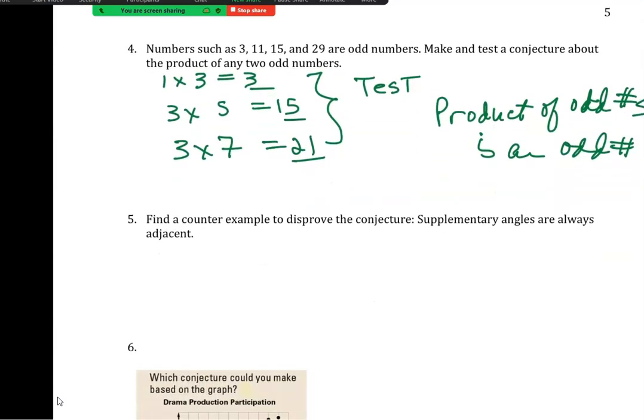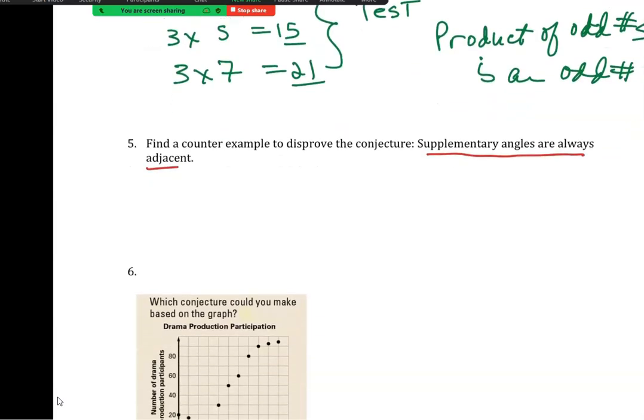So then the next one is find a counterexample to disprove the conjecture. Supplementary angles are always adjacent. Okay, so maybe I got the conjecture from something like this. If I drew that, those are supplementary angles, and they certainly are adjacent. But what if I drew them like this instead?